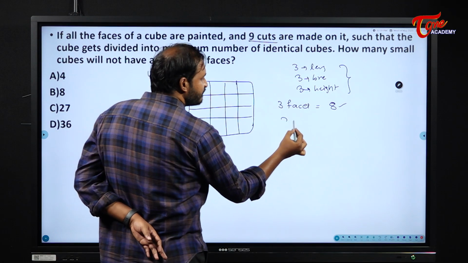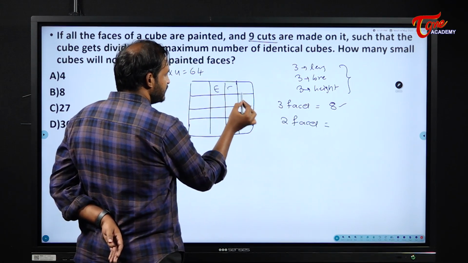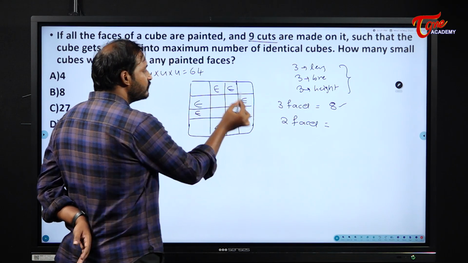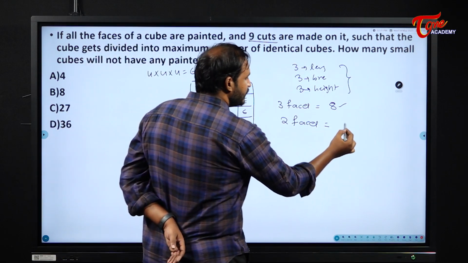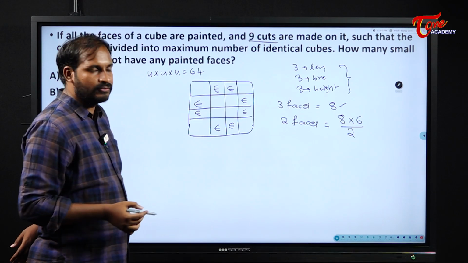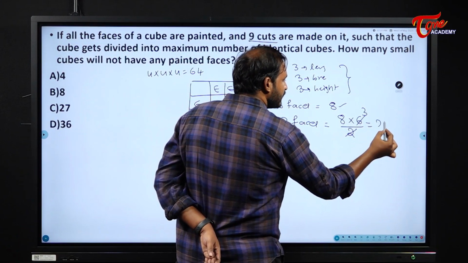Next, with 2 faces paint. What are those? Edges. These are the edges. How many edges do I have here? I have here total 8 edges. 8 into like this 6 faces by 2. Why? Because each edge is shared by 2 faces. So 2 1s, 2 3s. So 8 3s are 24.